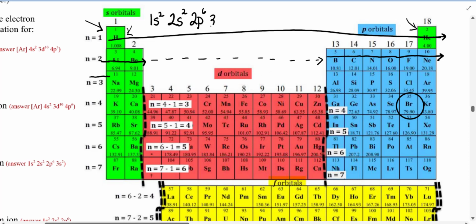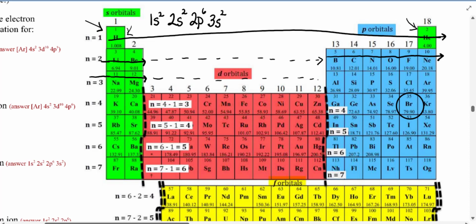Okay, so I'm going to put energy level 3, sublevel S. I'm going to count through sodium and then magnesium. And then I leave the 3s. So that's 2. So I'm going to put a 2 as a superscript on my 3s. I'm not done yet. I have not hit bromine. So I'm going to go all the way across.